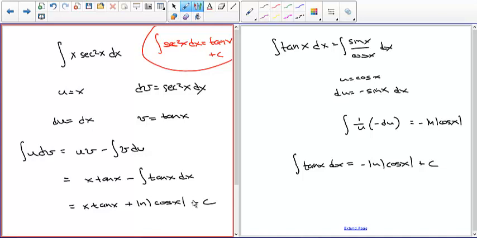Okay, so there's your answer. So we integrated secant squared to get tangent to get v, but then we had to integrate tangent, which was also something that was in the tables. And the negatives cancel out, so we get negative from the integral of the tangent.